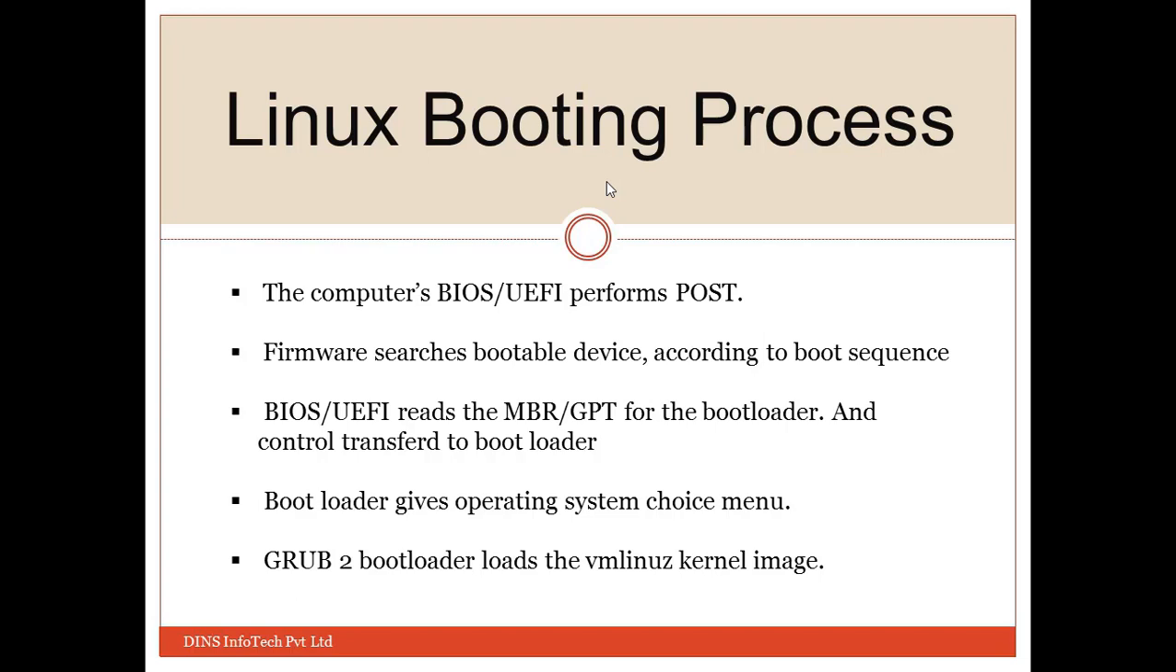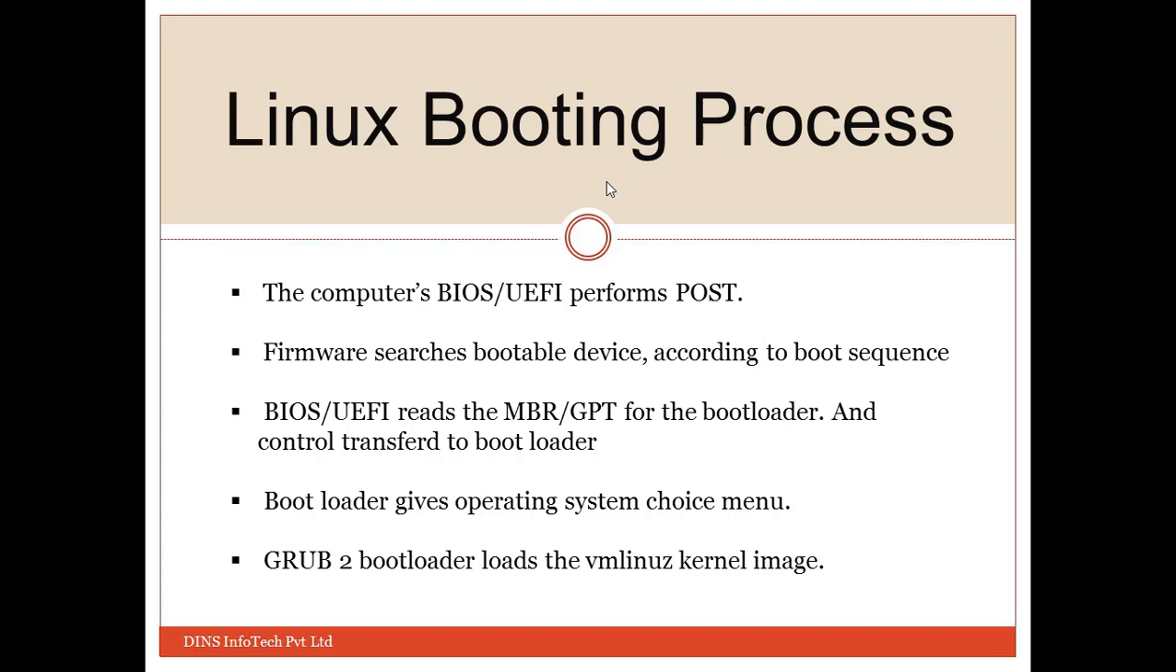Then the firmware reads the MBR or GPT partition table available on the booting device, and then control will get transferred to the bootloader. The bootloader provides you the operating system choice menu. So when you start the computer, you get one screen, and on that screen it shows which operating system you want to log in to. That is provided by the bootloader.